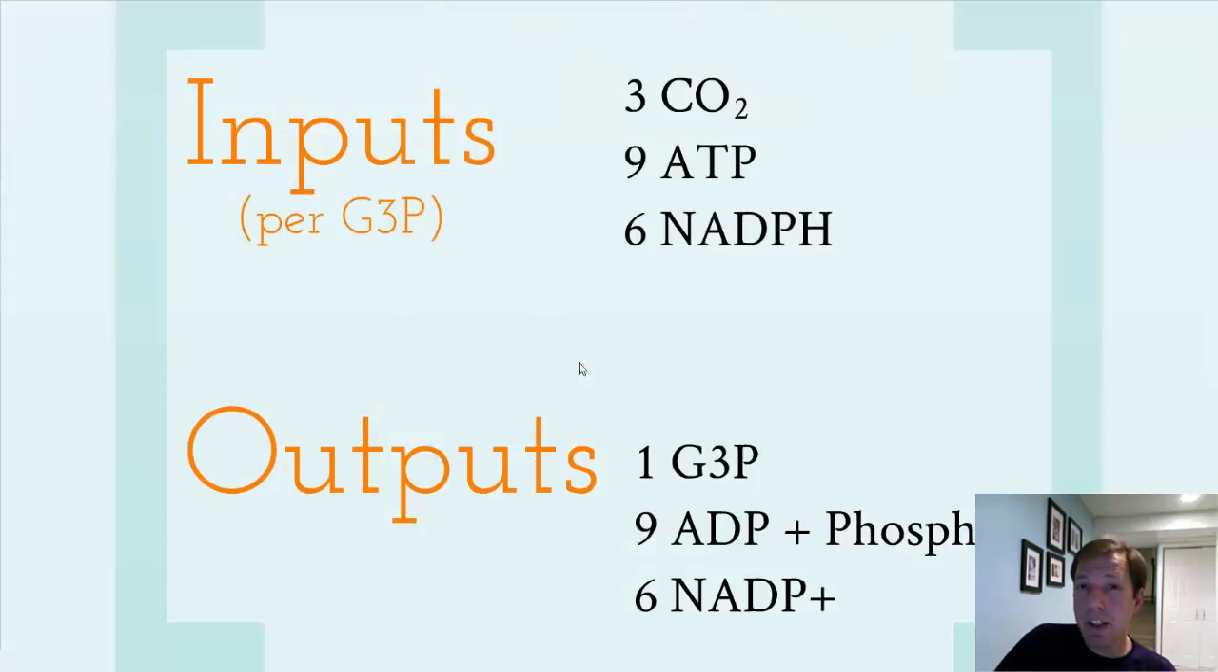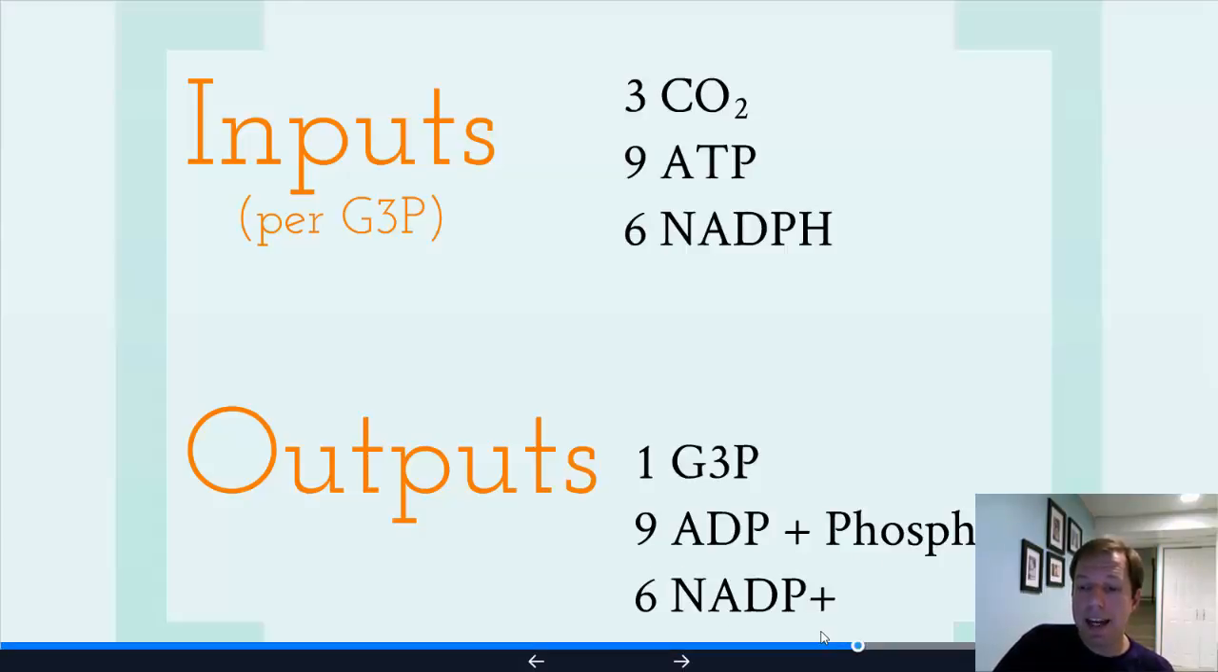The inputs of the light-independent reactions are 3 carbon dioxide, 9 ATP, and 6 NADPH. That's going to be per small sugar molecule that's produced. The output is going to be 1 small molecule of sugar, about half the size of a glucose molecule, plus a number of ADP and phosphates, so these are ATP that have been broken down into ADP and phosphate, and 6 NADP+, which have already lost their electron and proton during that Calvin cycle.